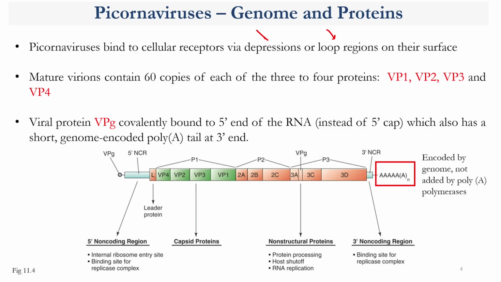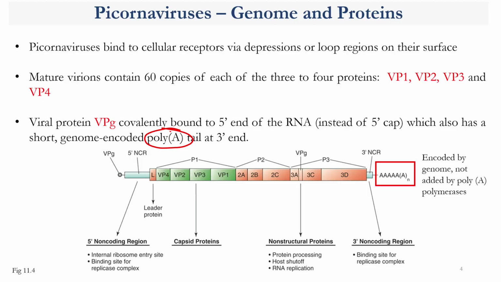Now the mature virion will have these 4 proteins, VP1 to VP4. Could be 3 to 4 proteins depending on the virus, okay? Now the key thing here is that the VPG protein is bound to the 5' end of the RNA. This RNA does not have a 5' cap, so as a result, VPG is attached covalently to that 5' end, okay? And it has a very short poly A tail at the 3' end, okay?